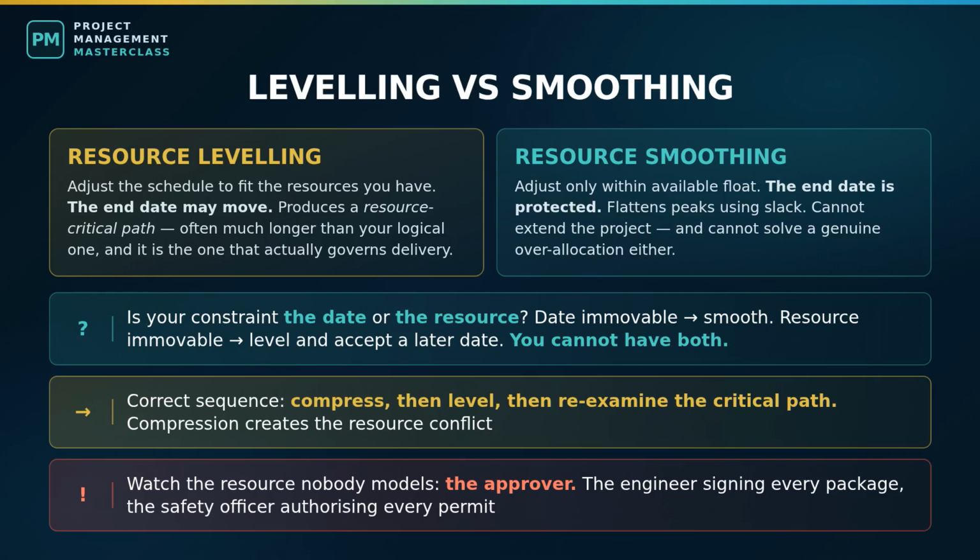One more thing. Watch for the resource you forgot to model. Everybody models crews and equipment. Almost nobody models the approver. The engineer who signs off every design package, the safety officer who authorizes every entry permit, the one architect who reviews every change. These people sit on the critical path of dozens of activities and appear in nobody's resource plan.